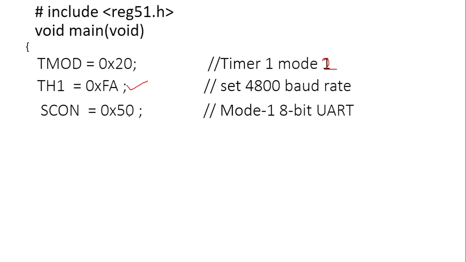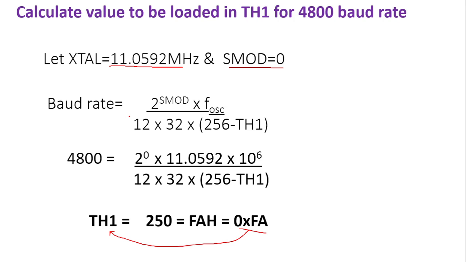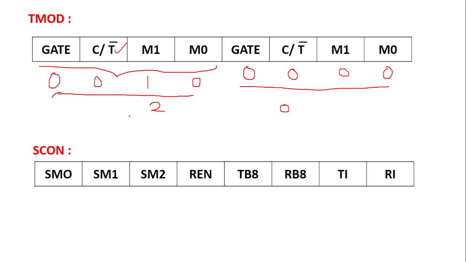Now why I have taken 50H value? Again, we will go to some calculation part, and for that purpose, we need to have the knowledge of SCON register, which is serial control register. SM0 and SM1, these two bits of SCON, are responsible for setting the mode of serial communication. I want to set microcontroller 8051 in mode 1 of serial communication, and for mode 1, SM0 should be made 0 and SM1 should be made 1. SM2 is responsible for multiprocessor communication.